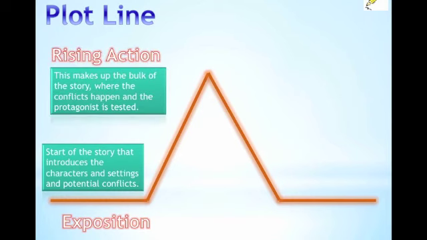The next section of a plotline is called rising action. This is the part that makes up really the bulk of the story, which is something I talked about in class. This is basically where all the conflicts are happening and the protagonist is going to be tested. In some stories, the rising action literally makes up the entire part of the book, and then the climax, falling action, and resolution might be the last 10 pages of the story. So the rising action tends to be a large majority of the book, so just keep that in mind as you're filling out this section of your packet.